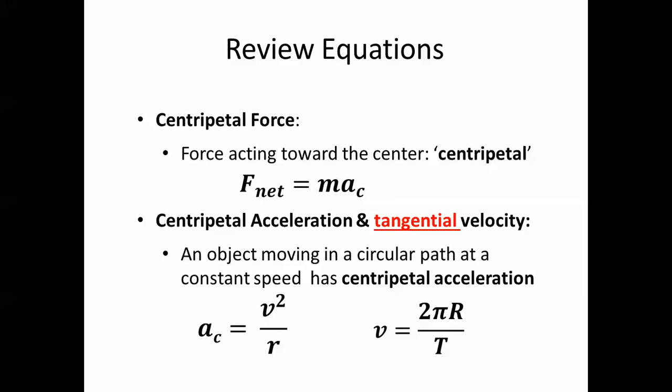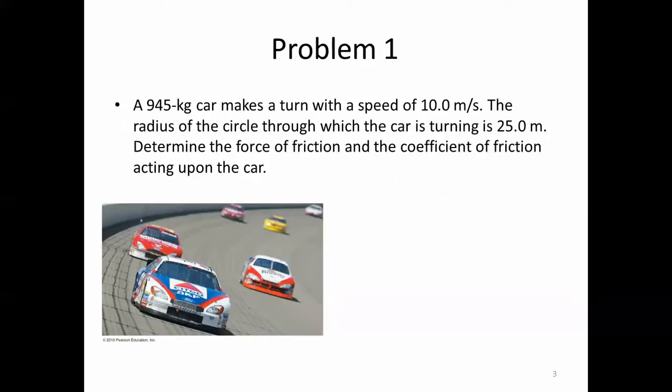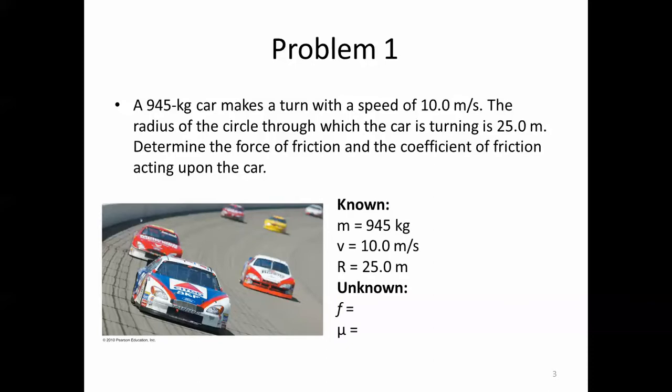First, let's say we have a 945 kilogram car making a turn with a constant speed of 10 meters per second. The radius of the circle through which the car is turning is 25 meters. What is the force of friction and the coefficient of friction acting on the car? Well, our givens are mass, velocity, and radius of the circle. We're looking for F, which we sometimes write F with a subscript FRIC, or sometimes we just write a curly F to say friction. We're also looking for the coefficient of friction.